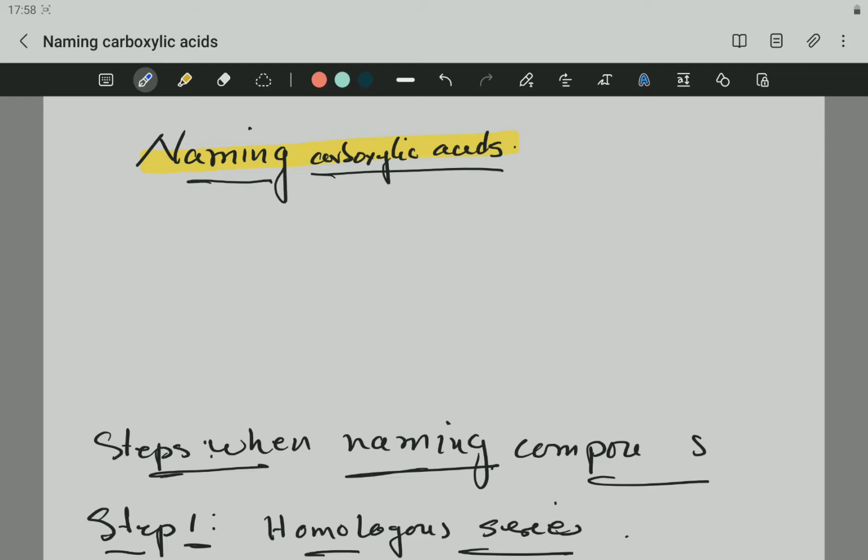Previously, we practiced how to name hydrocarbons, alkanes, alcohols, aldehydes, and ketones. So today we're going to make one on carboxylic acid.